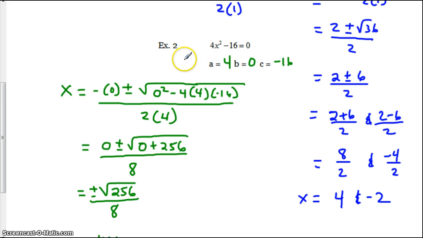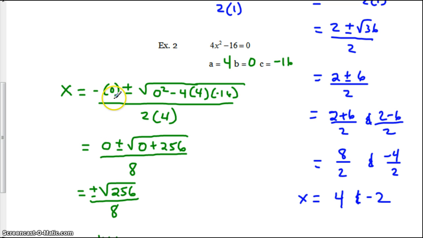Okay, so when you went to use the quadratic formula for number 2, you should have your a value as 4 and your b value is 0 because there is no linear term. There is no x term, so the b would be 0, and then your constant is negative 16, so your c is negative 16. So then you substitute into the quadratic formula.